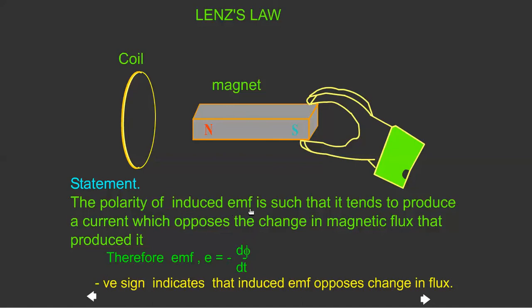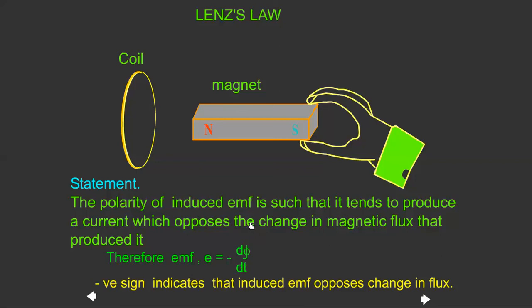The polarity of induced EMF is such that it tends to produce a current which opposes the change in magnetic flux that produced it. Look here, the EMF opposes the change in magnetic flux. Change in magnetic flux is the cause for production of EMF. Means EMF opposes its cause.